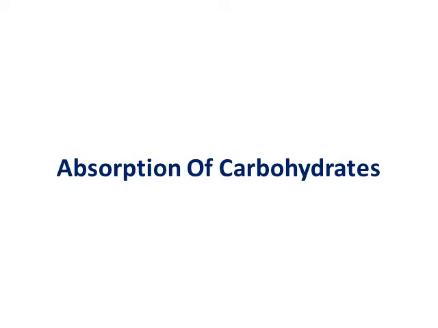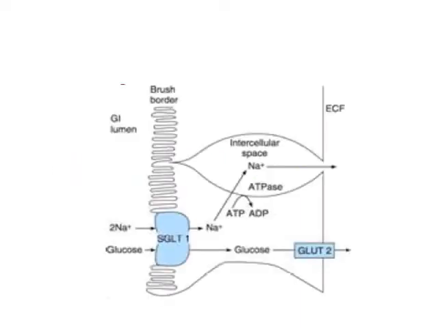Absorption of carbohydrates. Hexoses and pentoses are rapidly absorbed across the mucosal cells in the small intestine. The transport of hexose is dependent on the amount of sodium ion present in the intestinal lumen. Both sodium and glucose share the same co-transporter, named sodium-dependent glucose transporter. There are two types of this transporter, SGLT1 and SGLT2.